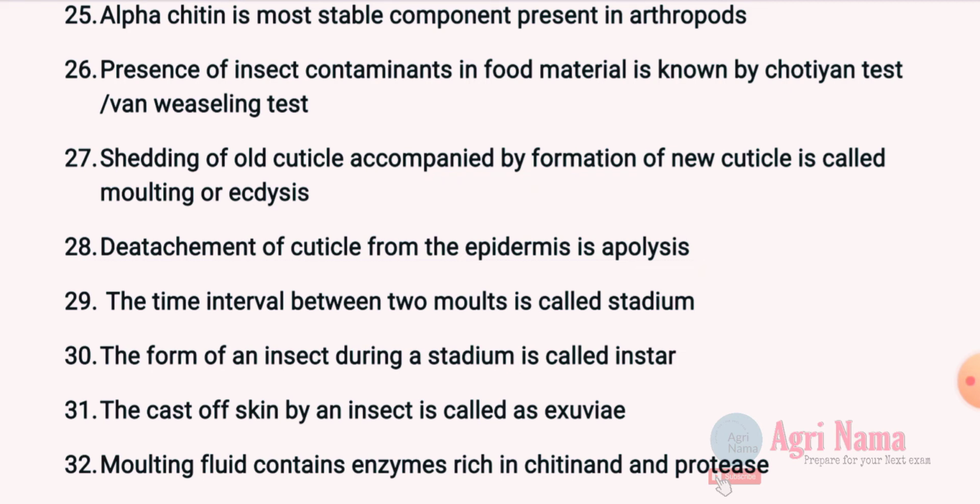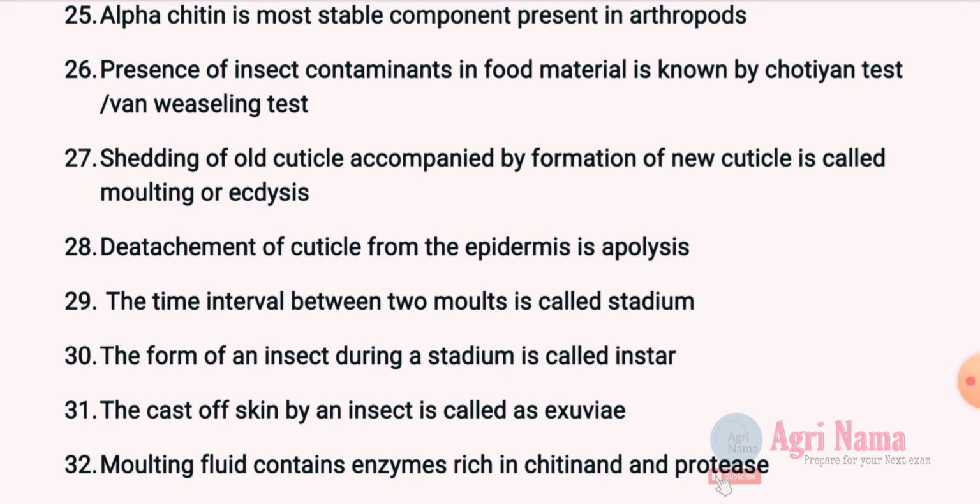So when the cuticle is detaching from the body of the insect, it is called apolysis. The time interval between two molts is called stadium. The form of an insect during stadium is called instar. It means the phase of the insect during the stadium between two molts is called instar.